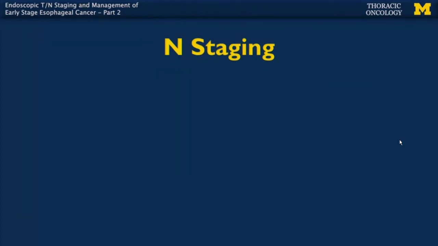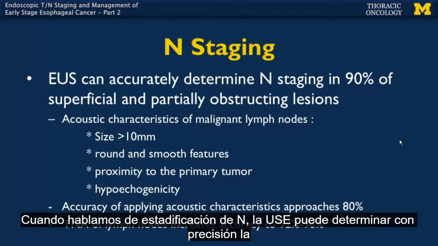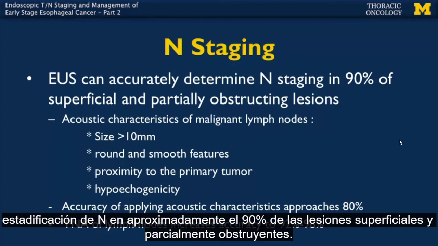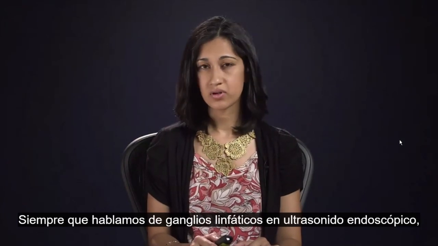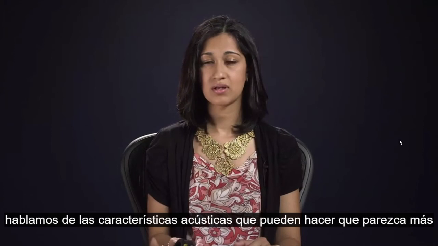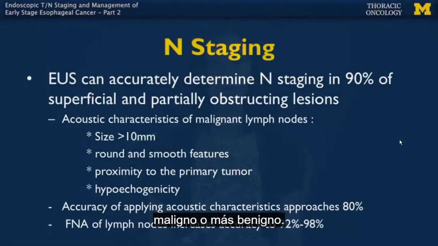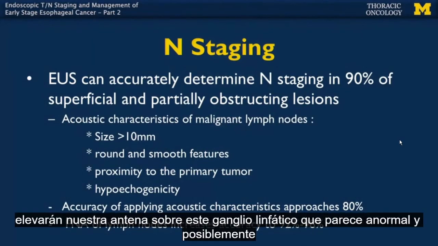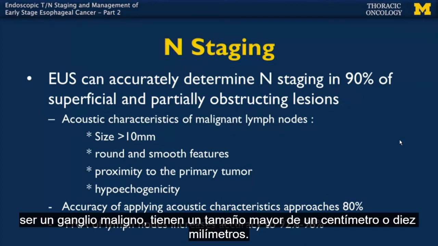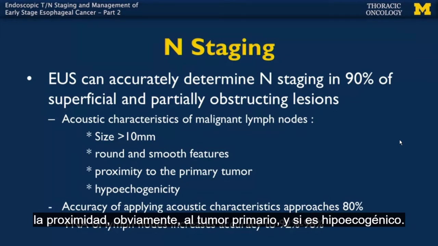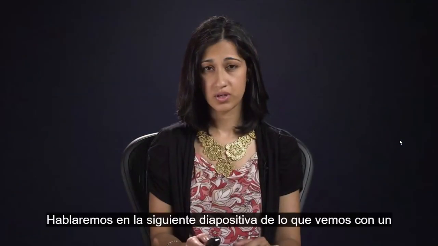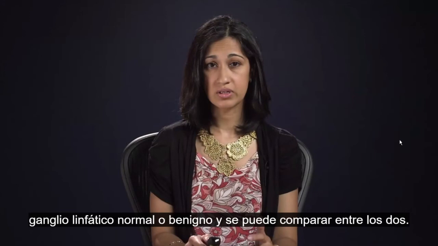When we talk about N staging, EUS can accurately determine N staging in about 90% of superficial and partially obstructing lesions. Whenever we talk about lymph nodes on endoscopic ultrasound, we talk about the acoustic characteristics that can make a node seem either more malignant or more benign. Things that tip us off or raise our antenna about a lymph node possibly being malignant are a size greater than 1 centimeter or 10 millimeters, a very round and smooth, clearly defined border, proximity to the primary tumor, and if it's hypoechoic. We'll talk in the next slide about what we see with a normal or benign-looking lymph node, and you can compare between the two.